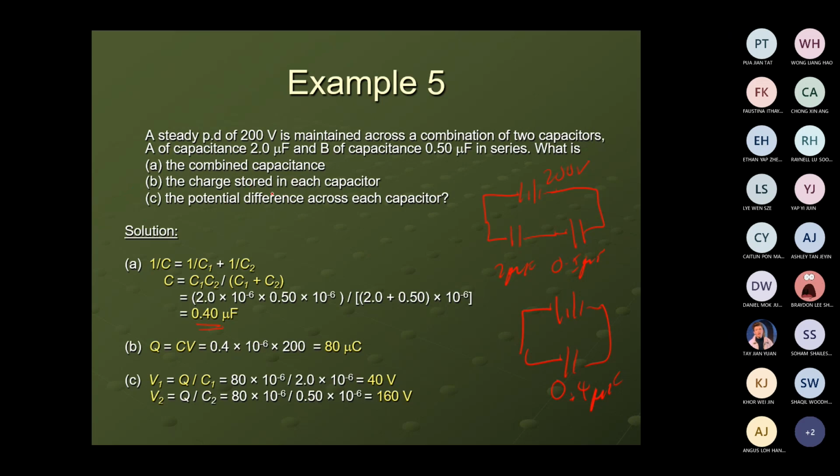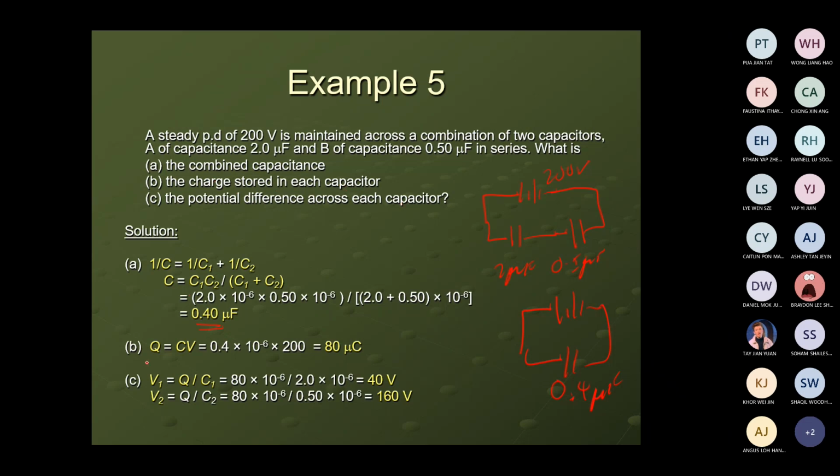B, the charge stored in each capacitor. How much charge is stored in the 2 microfarad and 0.5 microfarad? So how do you find the charge? To find the charge, Q equals CV. So C is 0.4 times 10 to the power of negative 6, multiplied by 200, in series, right? Yeah, in series.